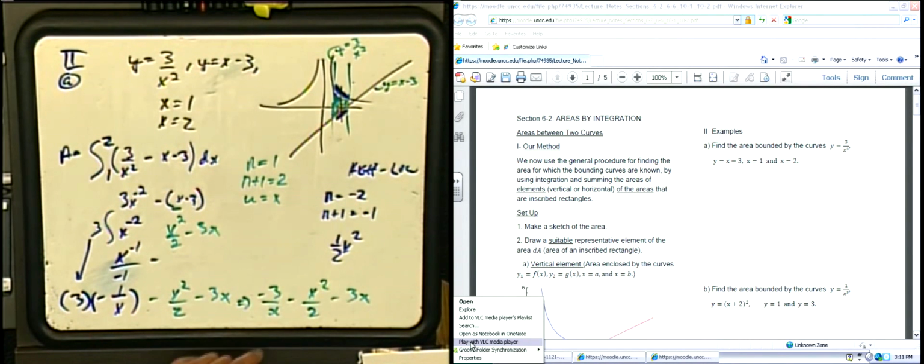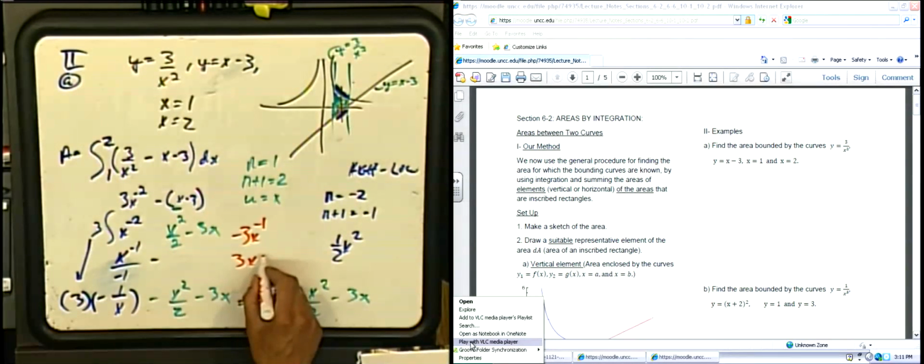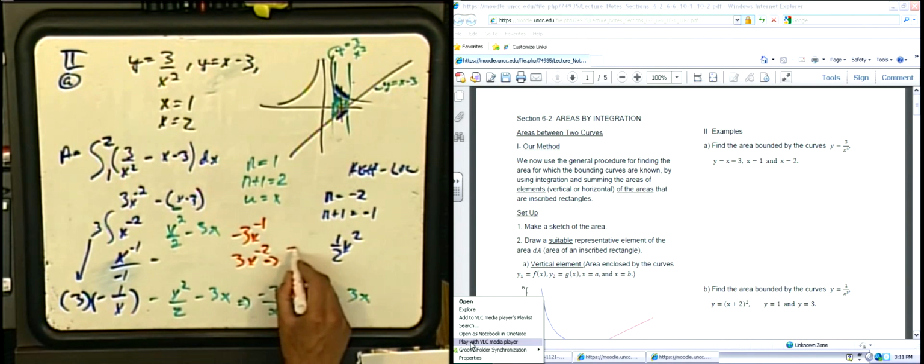I want to check this to make sure that's my antiderivative. So I'm going to take the derivative of this and see if it works out. Negative 3x to negative 1, which is 3x to negative 2. 3x to negative 2, and that's what that is, and x squared over 2 gives x. So that's right.